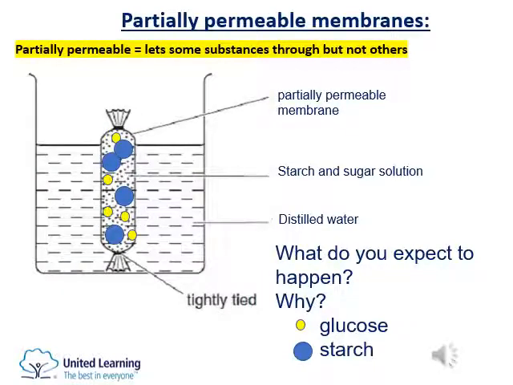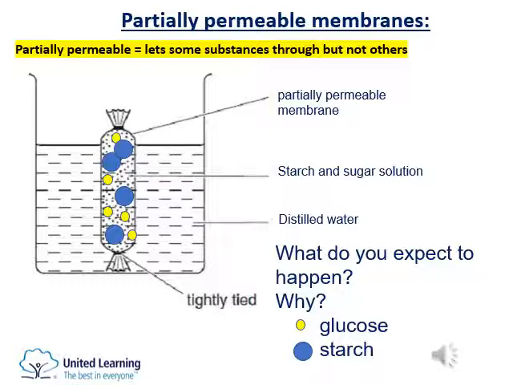So this is an experiment that we would have done if we were in school. We take some starch and sugar solution. Sugar is the same as glucose, so starch is a big molecule made up of many sugars combined together, and glucose is much smaller. We put the solution inside a tube. Around this tube is a partially permeable membrane. Remember, that means it lets some substances through because it's got tiny holes which small substances can fit through, but it doesn't let other big substances through.